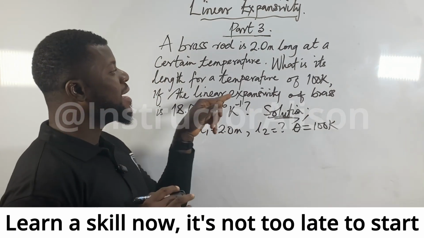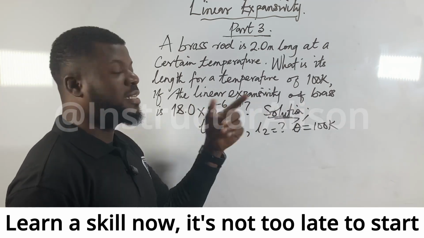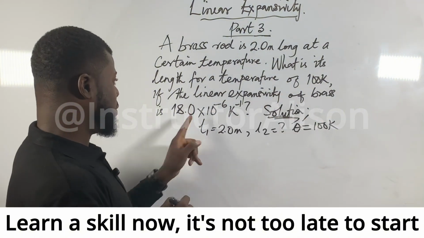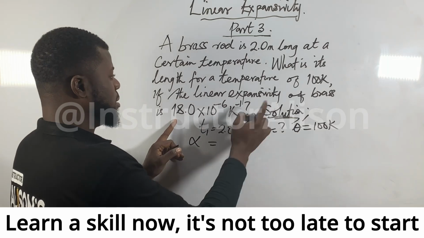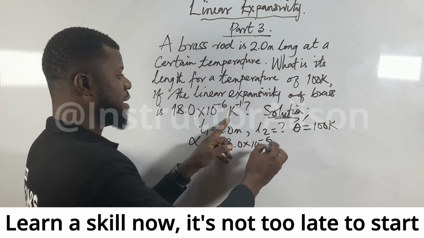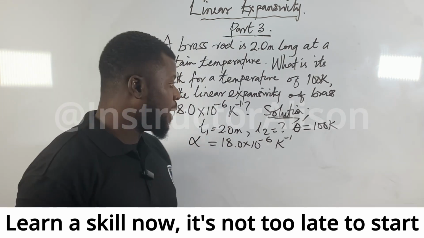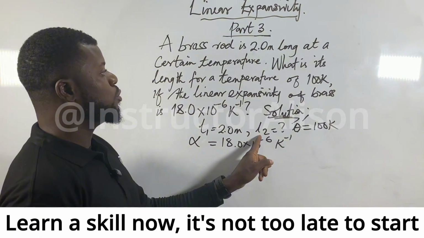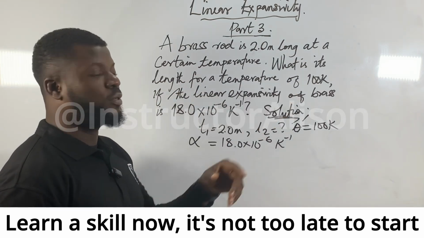So the linear expansivity has values for several materials. But for this material, brass, they give us the value: the linear expansivity of brass is 18.0 times 10 to the power of -6. Remember, per Kelvin is the unit for linear expansivity. So what do you need to do? Remember, they say find this L2. What is its length for a temperature of 100?